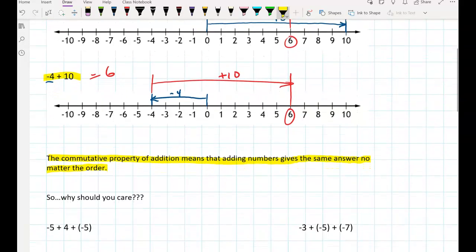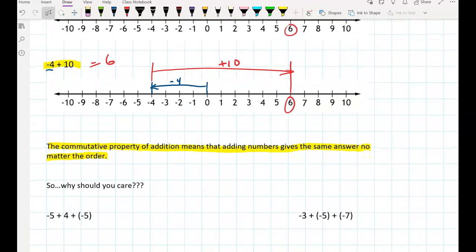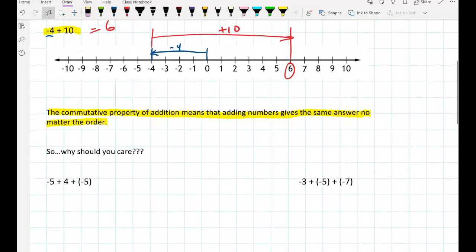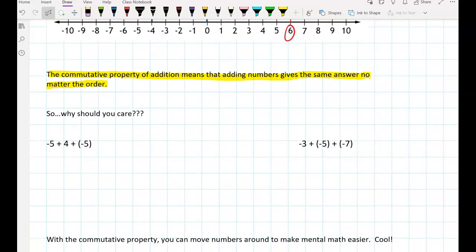So, what's the big deal? Why should we care about that? That seems pretty silly. Why should we care if the order doesn't matter when you're adding? Well, here's why. Let's take a look at adding this question. I have negative 5 plus 4 plus negative 5. Well, the commutative property of addition says that I can move the order of things around if I want to.